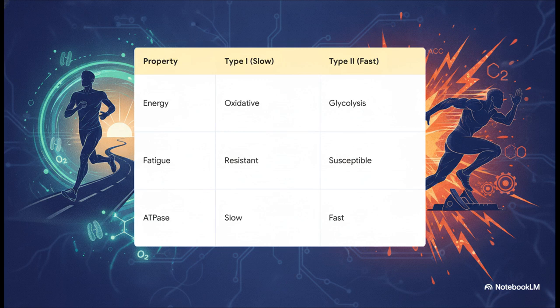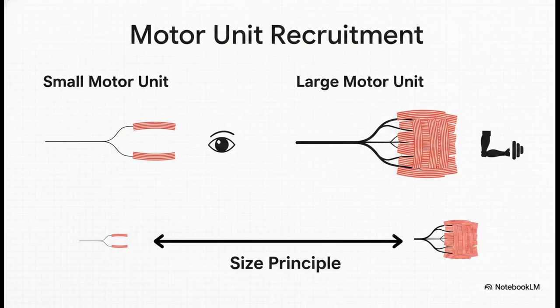On the completely opposite end, type 2X fibers use fast-burning anaerobic glycolysis. They are your explosive sprinters that tire out in seconds but deliver absolutely massive rapid power. Your central nervous system acts as a masterful conductor for these different engines, organizing them into motor units, which is basically a single nerve and the exact muscle fibers it controls.